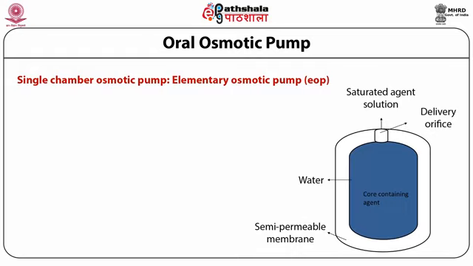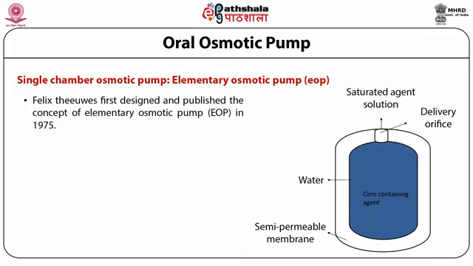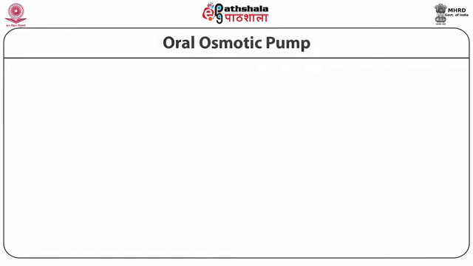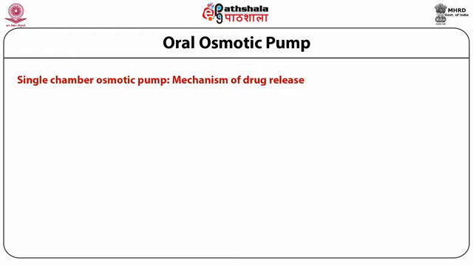So this is the first design, the first concept published in the form of the elementary osmotic pump in 1975. So old, yeah. It consists of the active ingredient and other things I had already told you. Basically it is designed in the form of a tablet. As for the mechanism of drug release, the osmogen, or osmotically active component, comes in contact with biological fluid. Basically it is oral, so it is taken by the oral route, so it will be the GIT fluid.